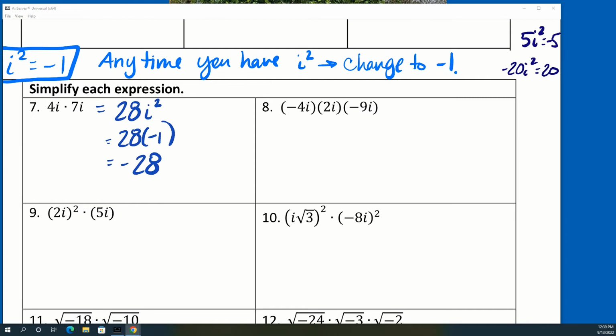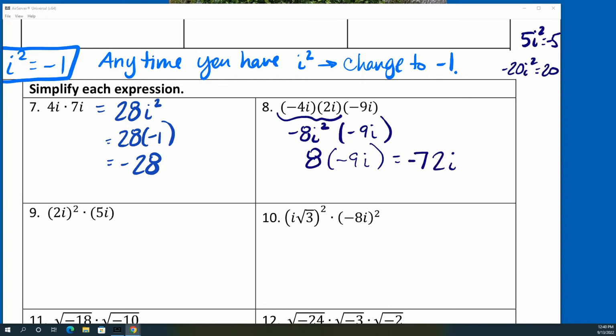Okay, so we're about to do what he talked about. So we're going to multiply these two together. So -4i times 2i is -8i squared. And then I'm going to hold off on that -9i for a second. So what is -8i squared? Good. All right. Then I'm going to take that and multiply it by -9i. So that final answer is going to be -72i.